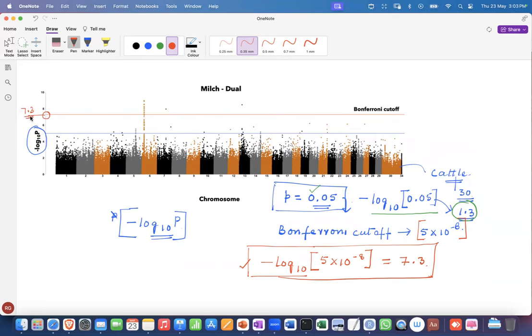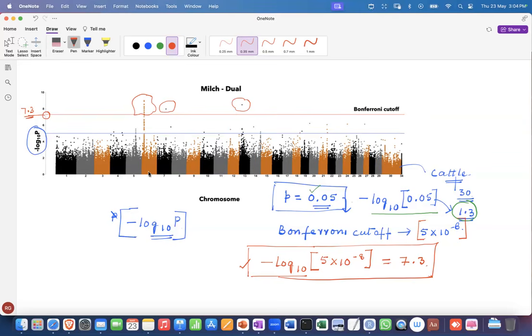See, we raise the bar by correcting all the false positives. And we are saying if minus log 10 p is greater than 7.3, you are only going to consider those values that are significant. Look at the number of SNPs that are significant now. It has decreased drastically, and you can count them in tens to hundreds.